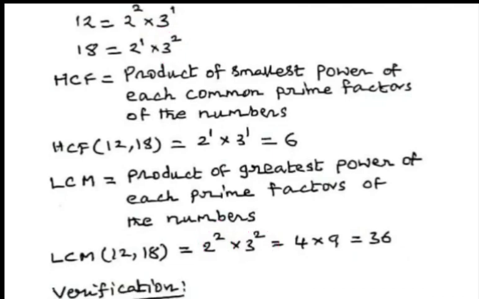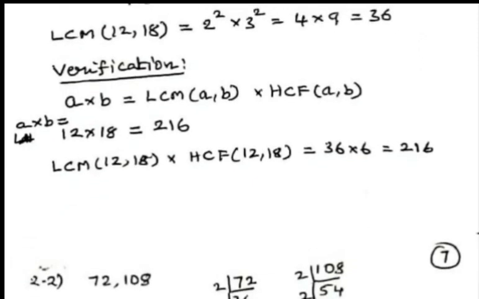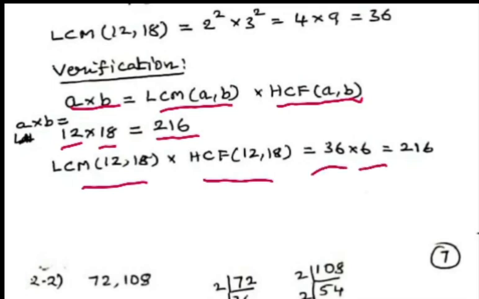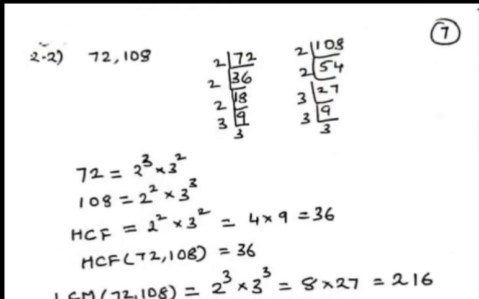Now verification. The product of two numbers is equal to the LCM of the two numbers multiplied by the HCF of the two numbers. The two numbers are 12 and 18. The product is 216. LCM and HCF: 36 multiplied by 6 is 216. So this is verified. Now we consider another example, another problem.